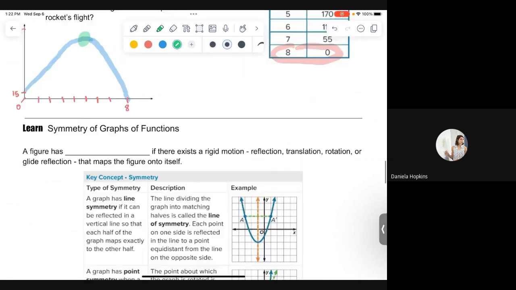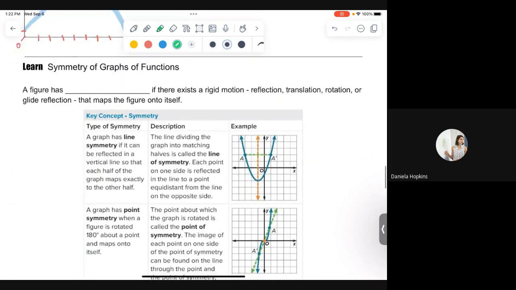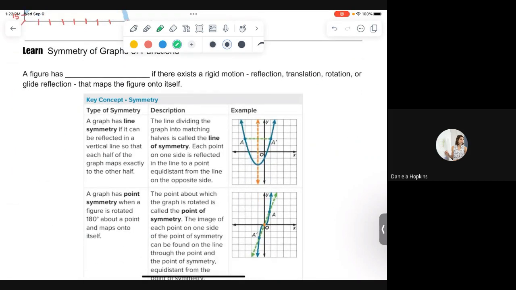So let's talk about symmetry. Our next definition. So we say a figure has symmetry if there exists a rigid motion, either a reflection, a translation, a rotation, or a glide reflection that maps the figure onto itself. Do you guys recognize those words from geometry? Hopefully.